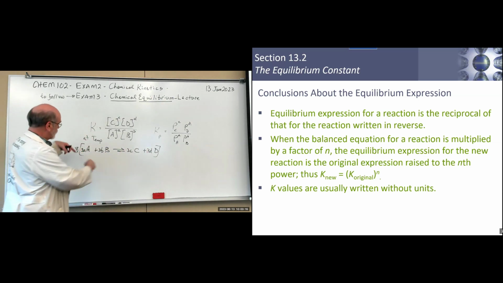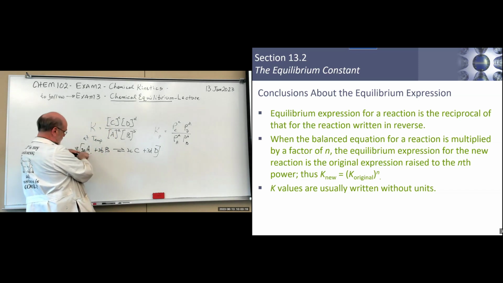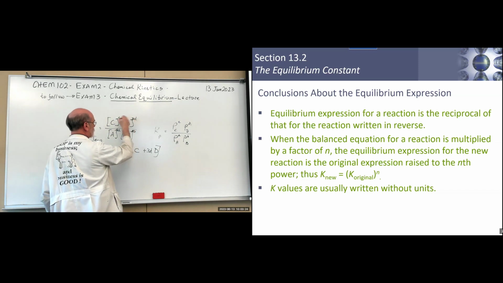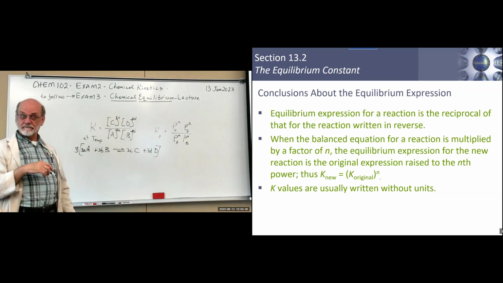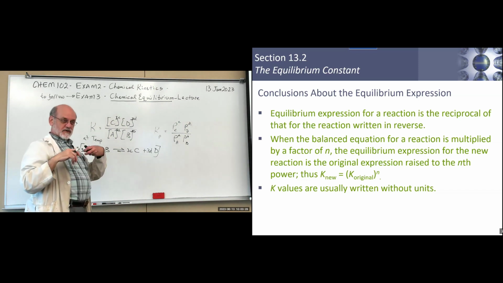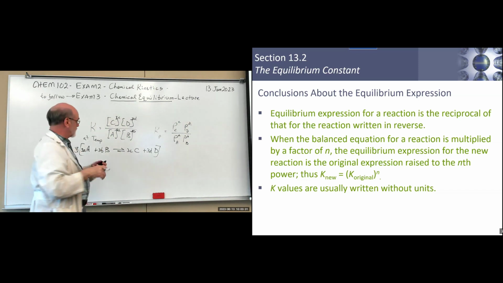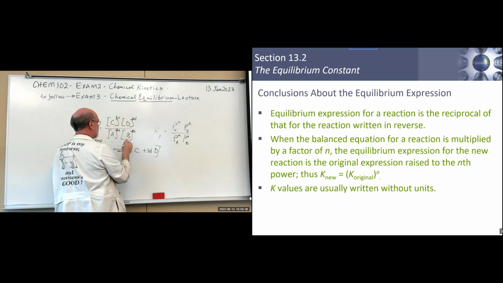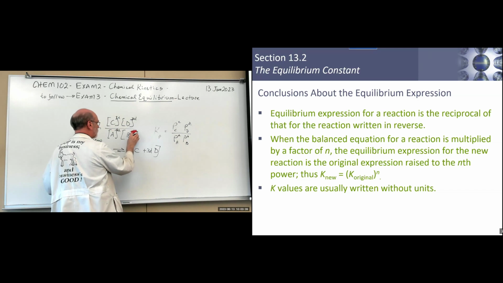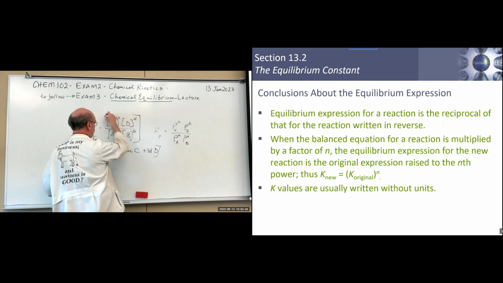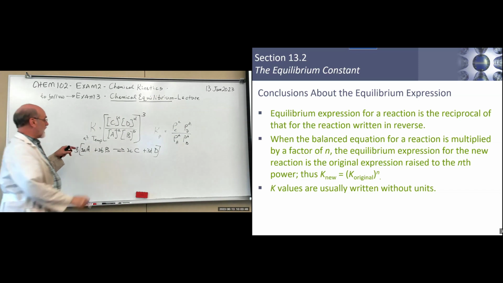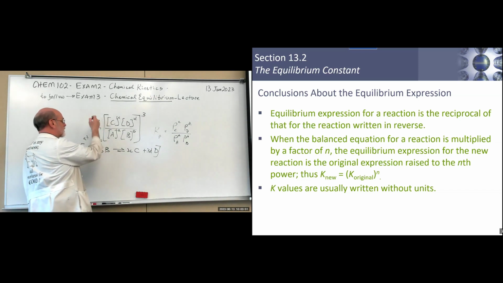Okay, so what does that do to the expression? Well, instead of A, now this is 3A, and this is 3B, and this is 3D, and this is 3C, right? So the mathematical rules for powers say these are all raised to the same third power. That's the same thing as saying that whole thing to the third power. So that's why the new K is to the third power.